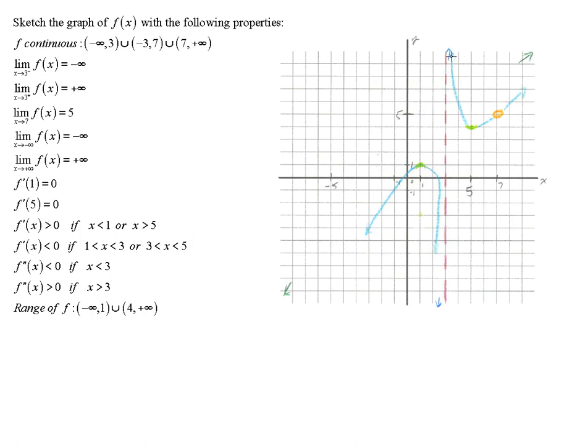And then f double prime is less than 0 if x is less than 3, says that f is concave down. So I have this downward concavity here in f. And f double prime of x is greater than 0 if x is greater than 3, means it's concave up. So I have this concave up here. And notice I didn't list the concavity or the increasing and decreasing of f. This is all in terms of f prime and f double prime.